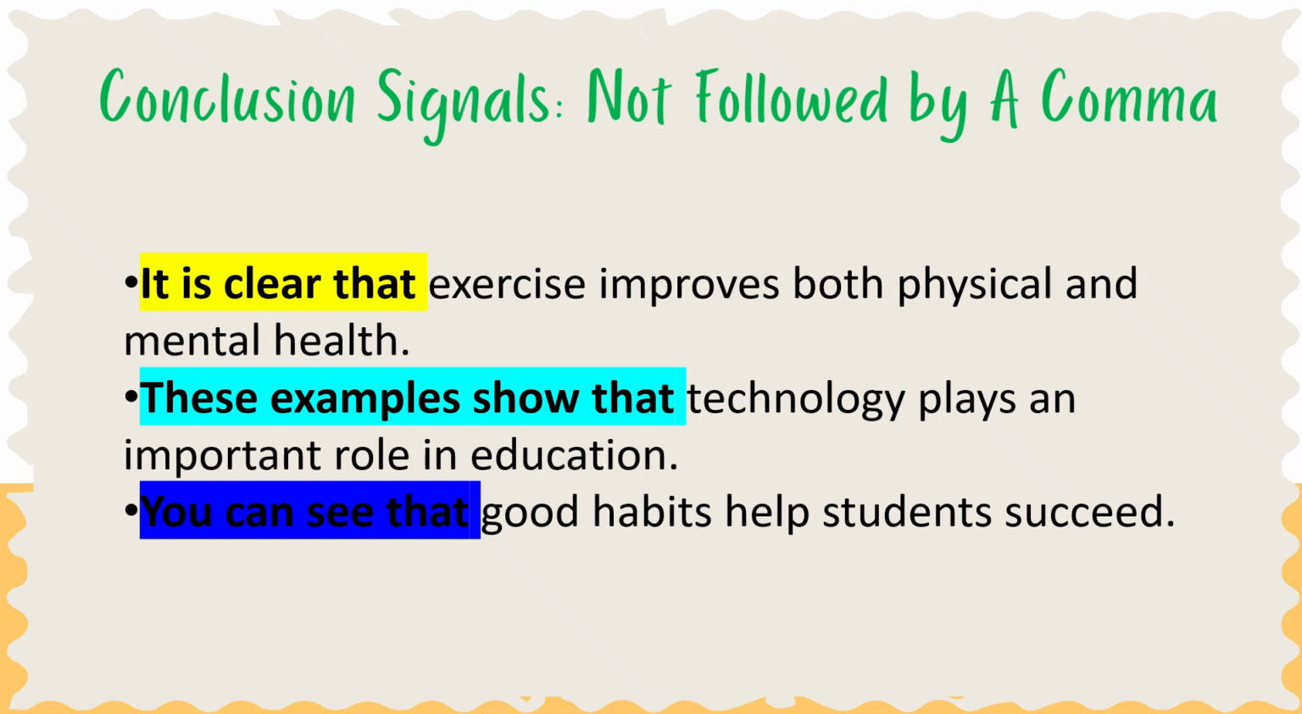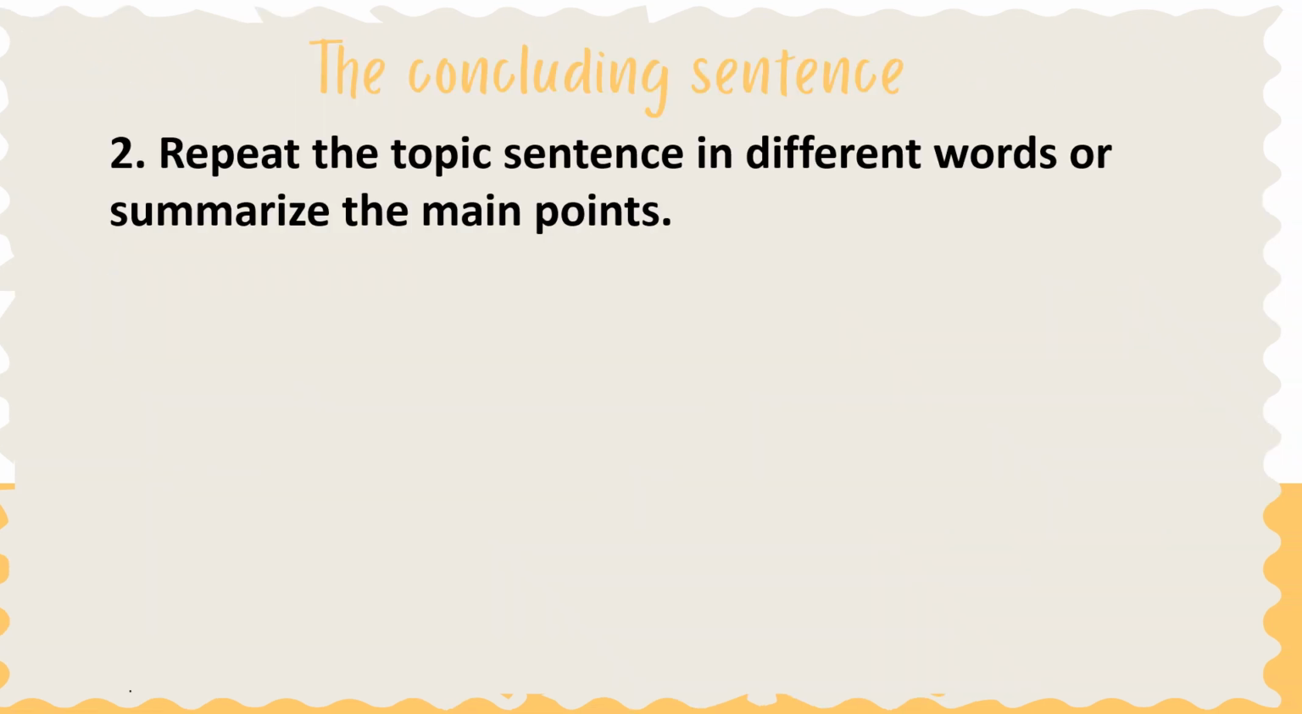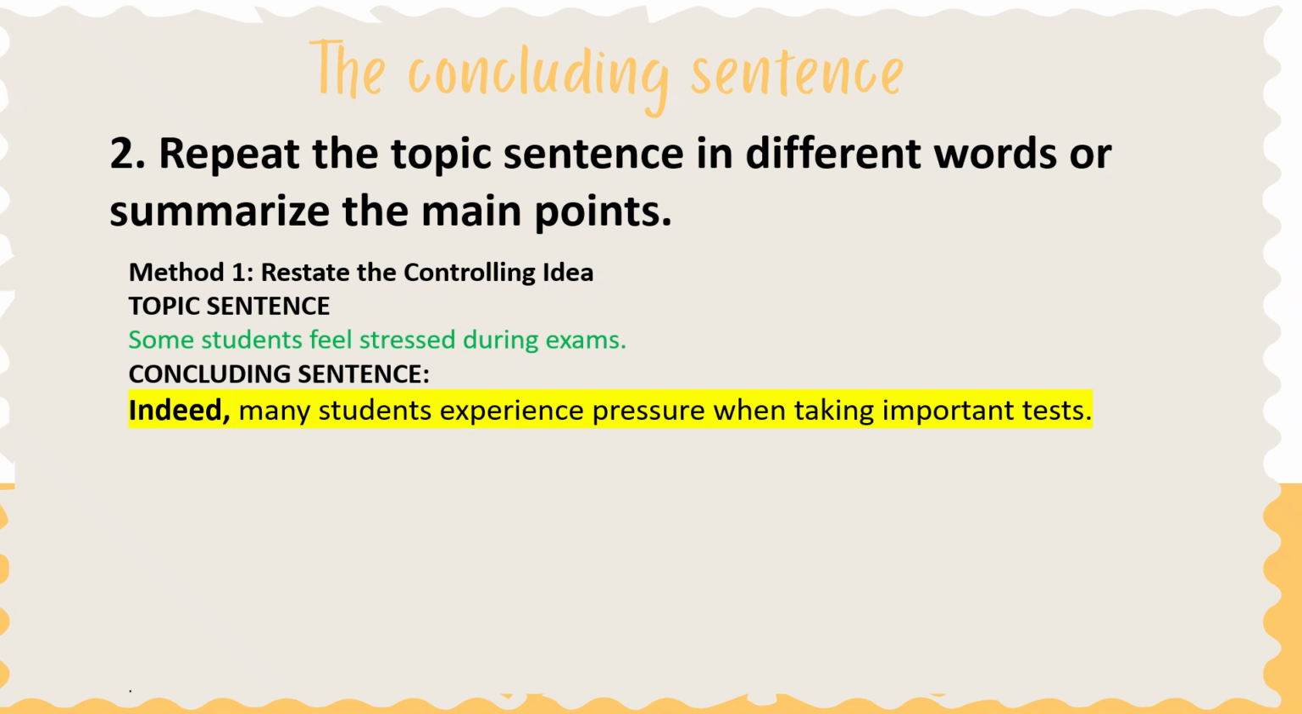So there are 3 conclusion signals which are not followed by a comma. It is clear that, these examples show that, you can see that. The second tip is to repeat the topic sentence in different words or summarize the main points. Here are 2 methods to write the concluding sentence.